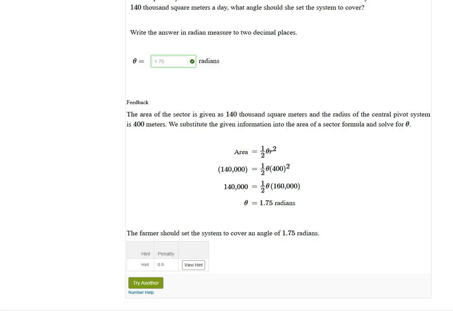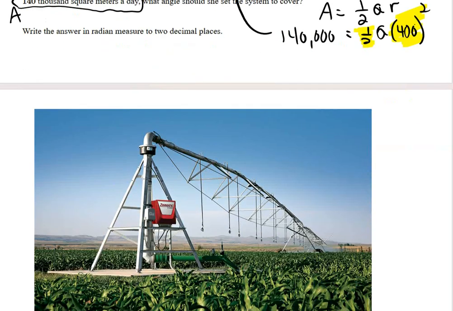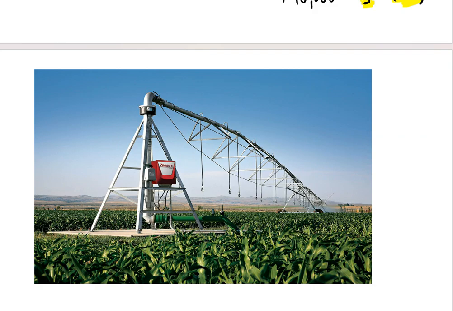Now you know everything you need to know about irrigation systems. There you go. That's how they water all those corn. Yeah, in Indiana, we either plant corn or soybeans. That's pretty much all we have on our farms in Indiana.